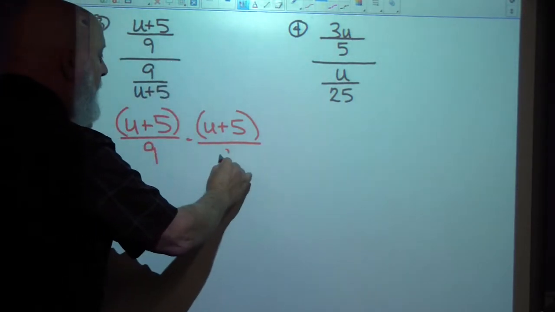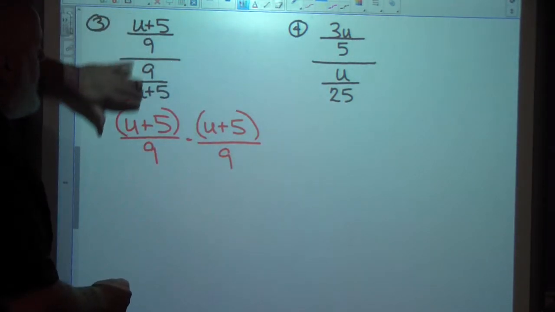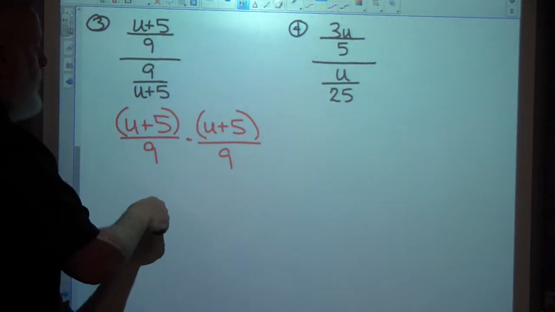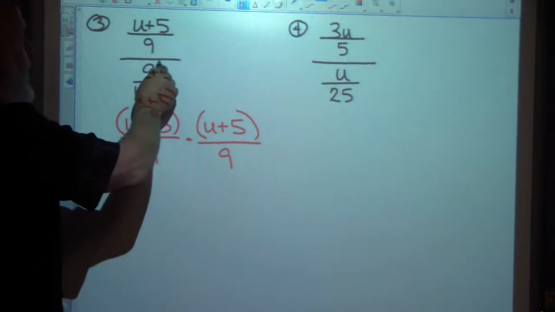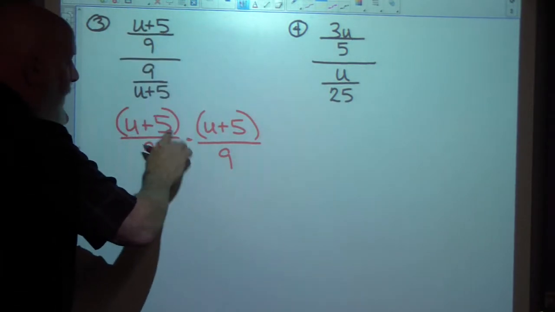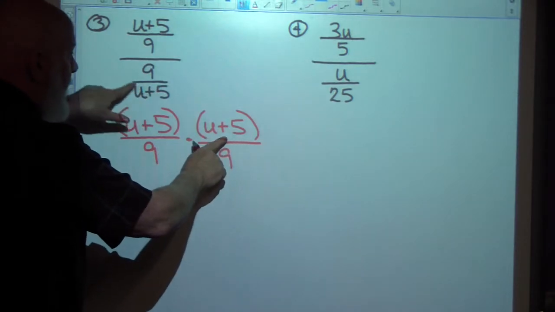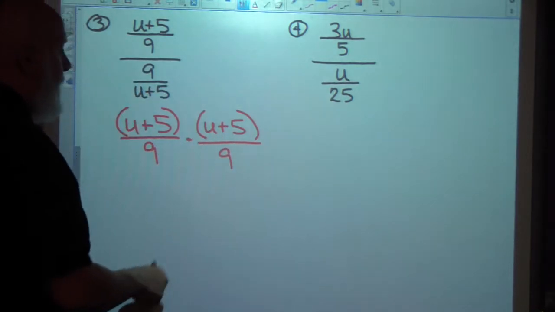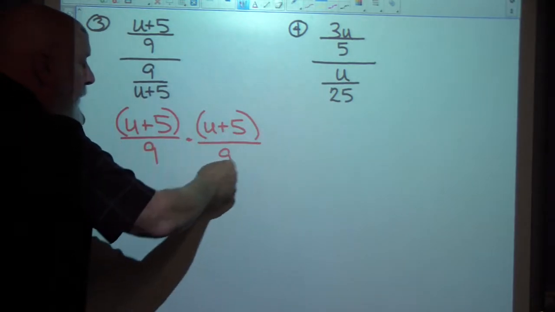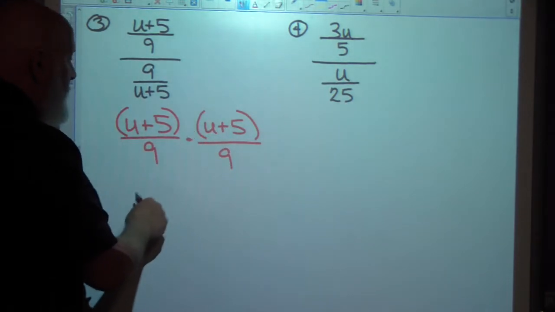So I rewrote this one just the way it is, and I inverted and multiplied. So I no longer have this written as a quotient. This divided by this is now this times the inverse of this inverted right here. I'm going to perform the multiplication. There's nothing that will cancel. So I'm going to multiply these two.